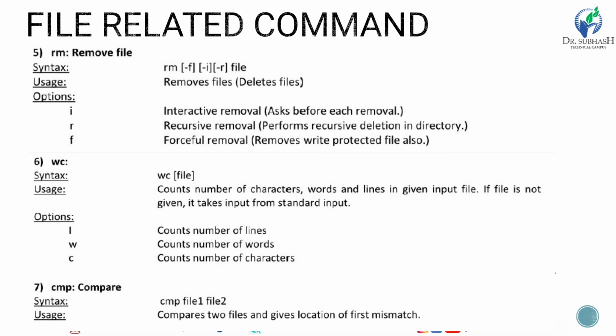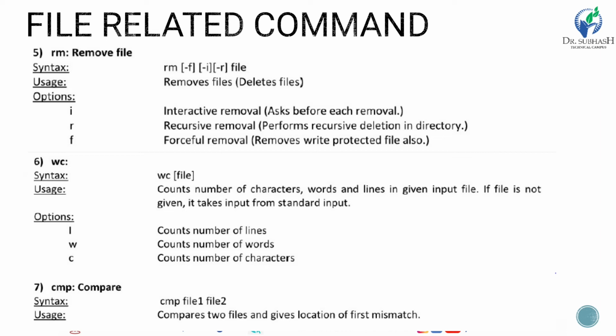Okay, the next command is wc. Its syntax is wc file. What it does is count the number of characters, words and lines in the given input file. કેટલા number of character છે, word છે અને line છે એ કાઉન્ટ કરીને આપશે. If a file is not given, it takes input from standard input. There are various options available: L, which counts the number of lines, W, which counts the number of words, and C, which counts the number of characters.